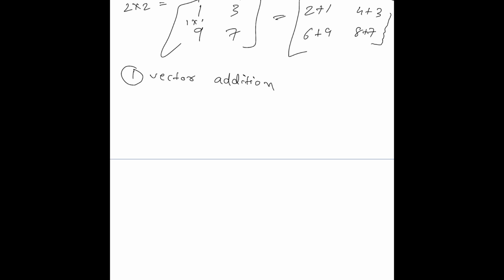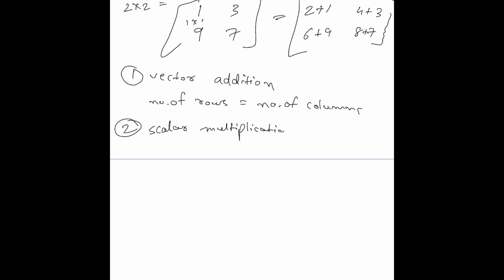So for matrix addition, we can just add them if they have the same number of rows and the same number of columns. And for matrix multiplication, the number of columns of the first matrix should be equal to the number of rows of the second matrix.